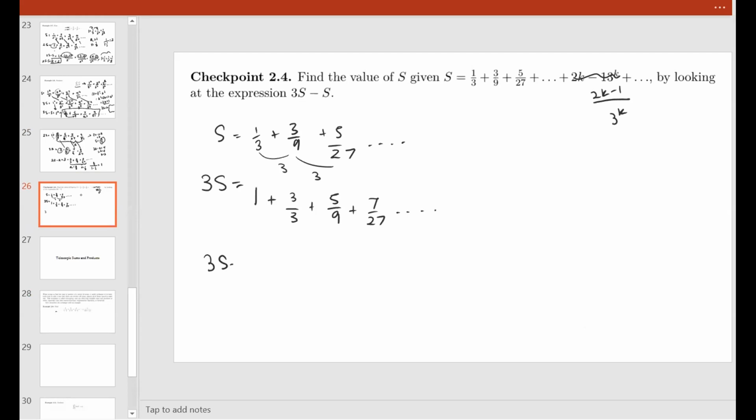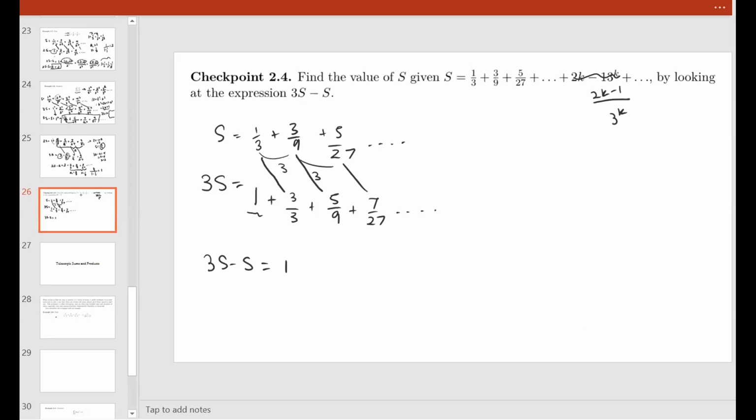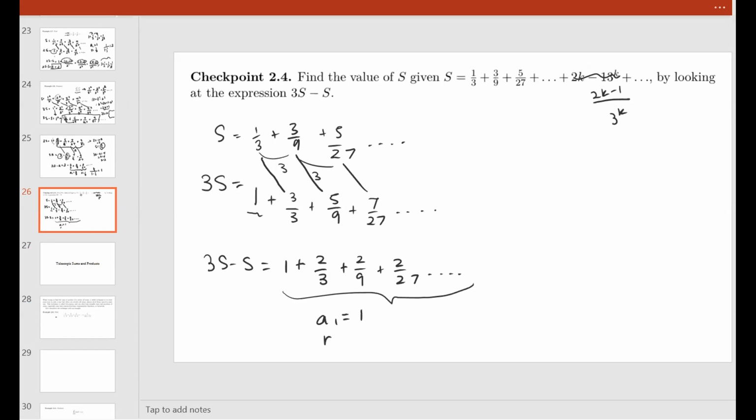So now we look at the difference. We have this 1, and then we look at the difference between terms with common denominator. A 3 over 3 minus a 1 over 3 is a 2 over 3. Then a 5 over 9 minus 3 over 9 is a 2 over 9. And then we get a 2 over 27, and so on. So this is a geometric sequence; let's just look at this part, because the 1 is not included in the geometric sequence. It has first term 2/3 and common ratio 1/3, because 2/3 times 1/3 gives us 2/9, and so on.